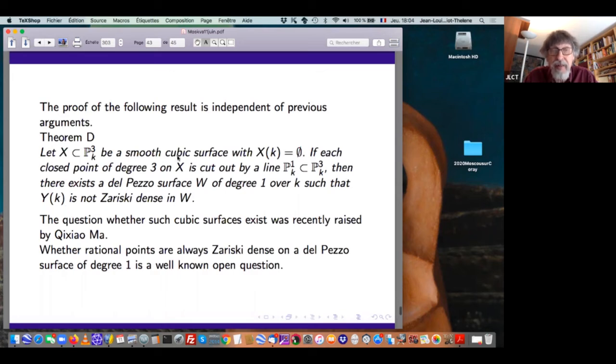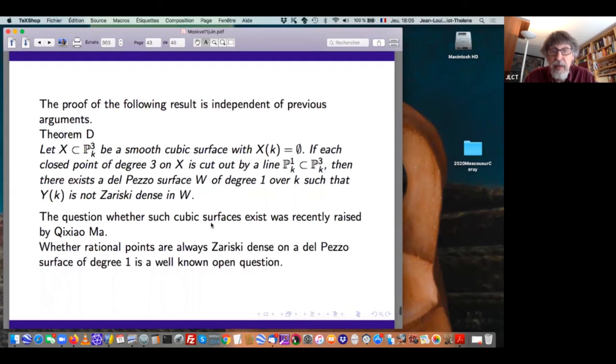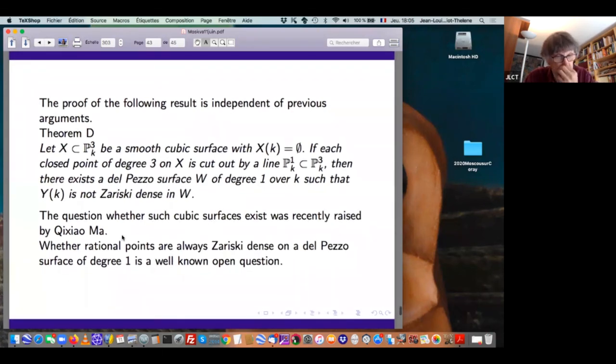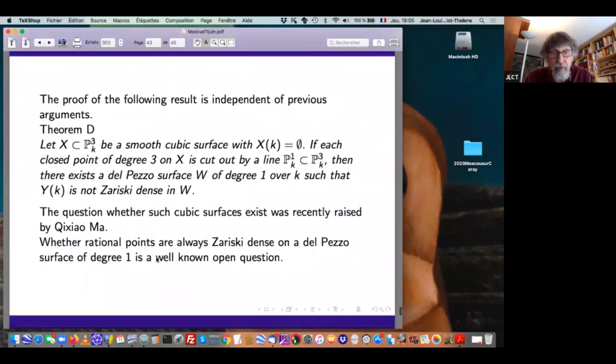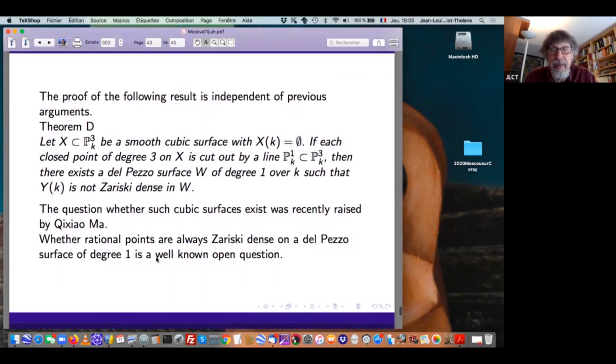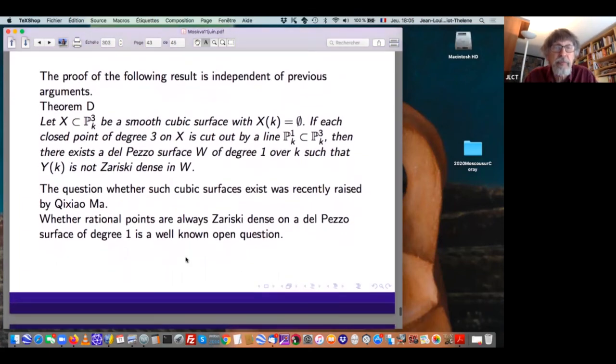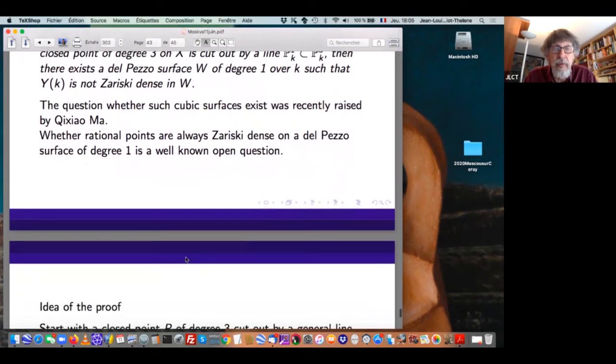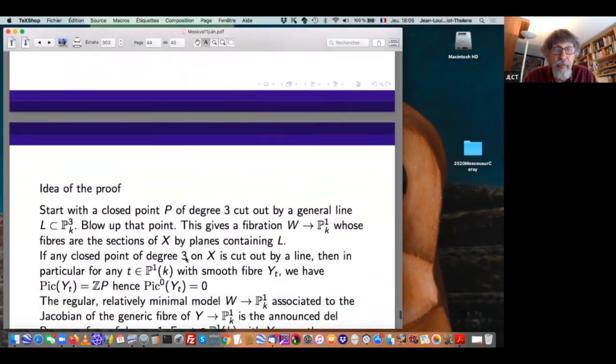Okay, so if there exists a cubic surface with no rational point, such that all the points of degree 3 are cut out by lines, then somewhere there would exist a del Pezzo surface of degree 1 where the rational points would not be Zariski dense. The question of whether such surfaces exist was raised by Manin. And as I said, the question whether rational points are always Zariski dense on a del Pezzo surface of degree 1 is a well-known open problem. So let me have one slide to give the idea of the proof.